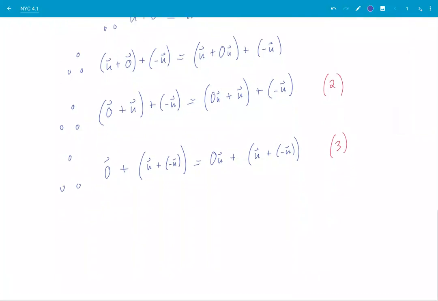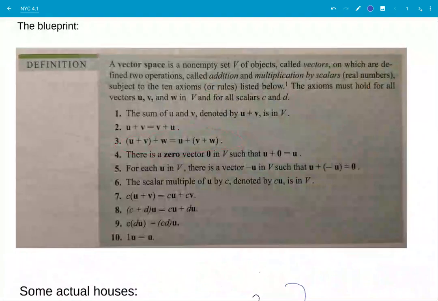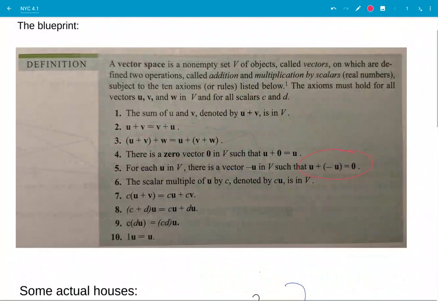And this becomes a 0 vector. This becomes a 0 vector. So what did I do there? I used the cancellation property. Which one is that? It was this one here, number 5.